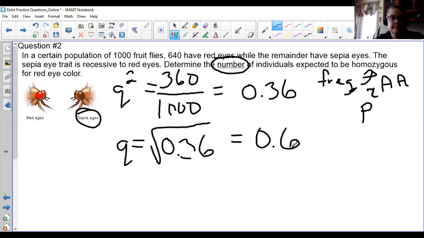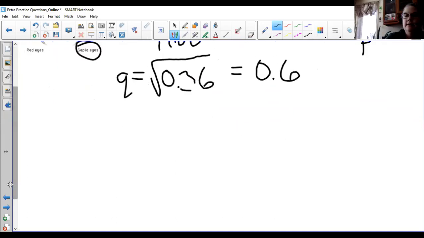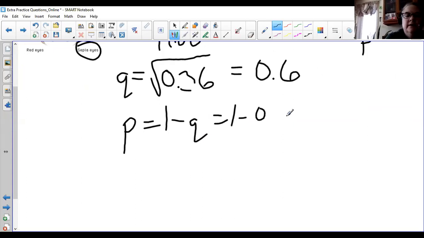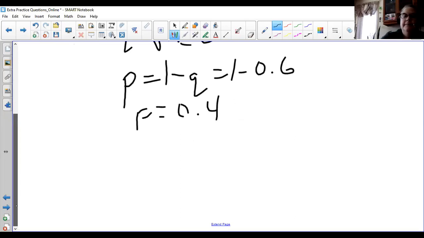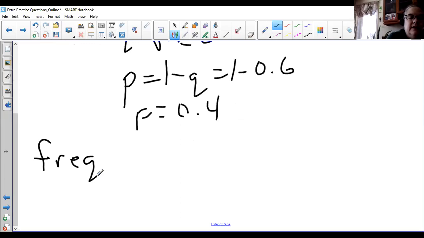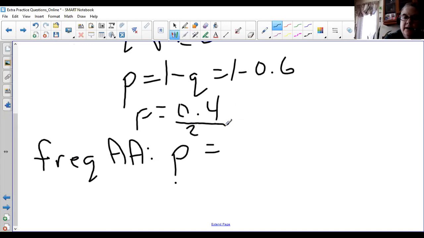Next step. Awesome. So now we're going to get p. So p is equal to 1 minus q, which equals 1 minus 0.6. So p equals 0.4. Okay. So I'm looking for the frequency of individuals that are homozygous dominant. So my formula for that is p squared. So now I have a value for p, so I'm going to square that.